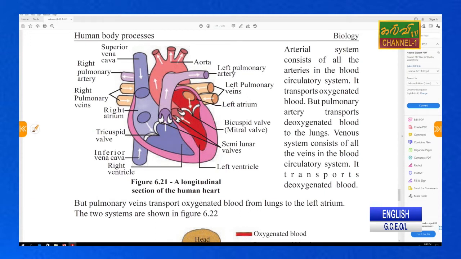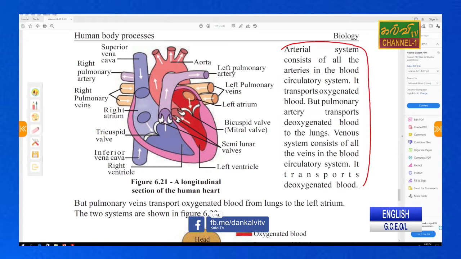blood circulatory system, right? Arterial systems consist of all the arteries in the blood circulatory system. It transports oxygenated blood, but the pulmonary artery transports deoxygenated blood to the lungs. Venous systems consist of all the veins in the blood circulatory system. It transports deoxygenated blood. We already studied this, right? Each and every thing we already studied.